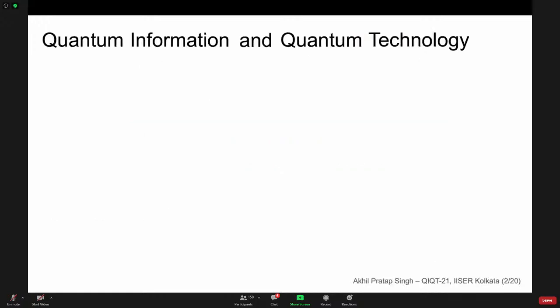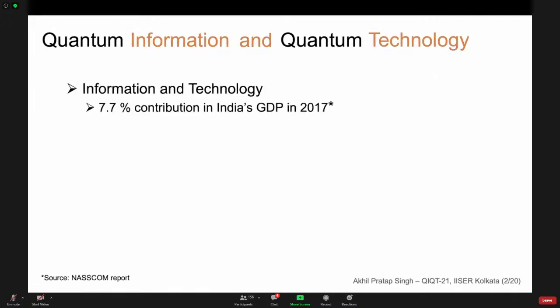So let's start with the topic of this summer school itself. We all know it is quantum information and quantum technology, but let's first focus on two words: information and technology. We all know very well about information and technology, especially in India, because this is a huge industry. According to a NASSCOM report, it contributed about 7.7% of India's GDP in 2017. And this field is just growing exponentially, and there is no looking back for this field as of now.